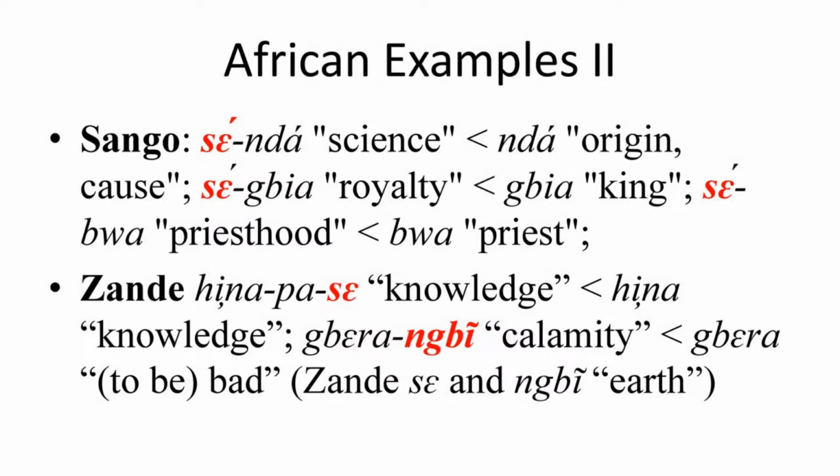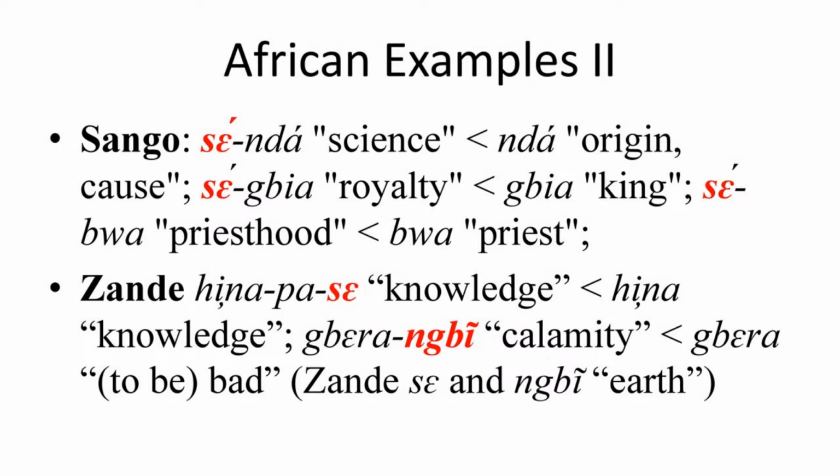In the Songo language, it is se, meaning, and so this sa, or se inda, meaning science, from inda, meaning origin or cause, right? So when the Songo people talk about science, they're talking about the study of causes, or the origin of things, the systematic study of causes and the origin of things, right? And then we go into Zande. This one example here, Hina Passe, knowledge, coming from Hina, knowledge. And so more knowledge in the abstract sense, coming from knowledge on the individual sense. But then there's an interesting form here, Gbera Ingbi, meaning calamity, from the word Gbera, meaning to be bad.